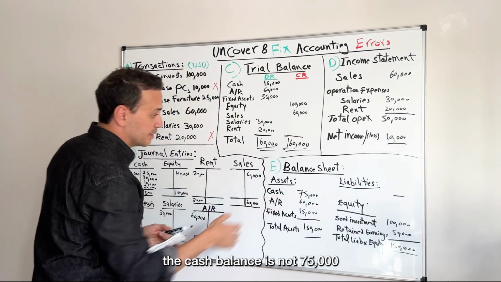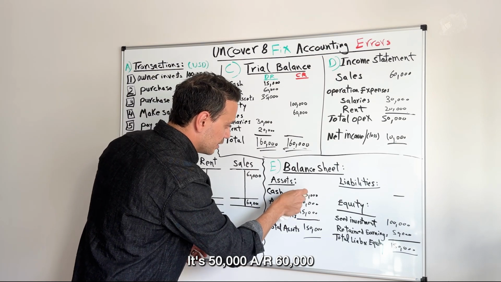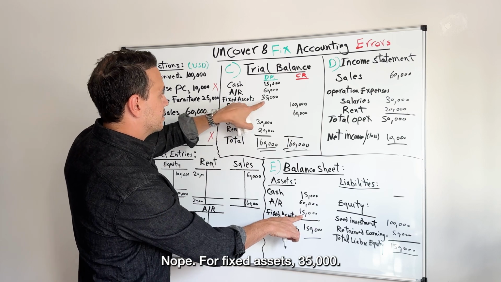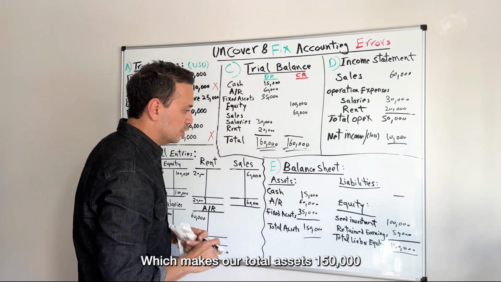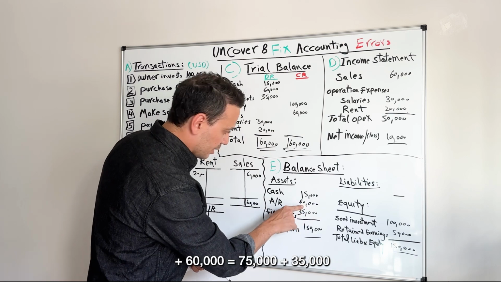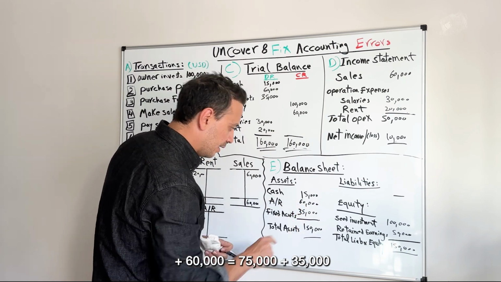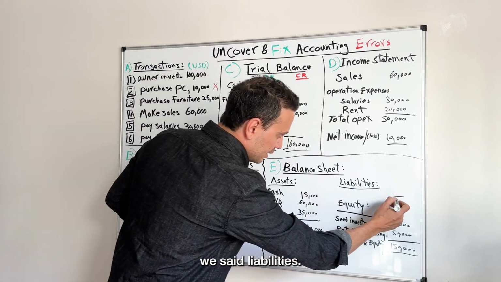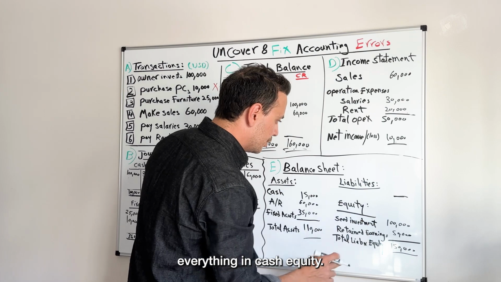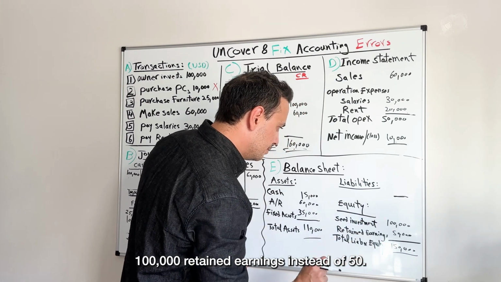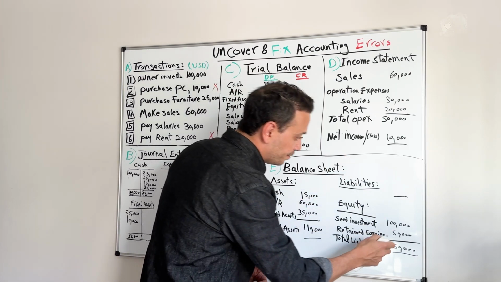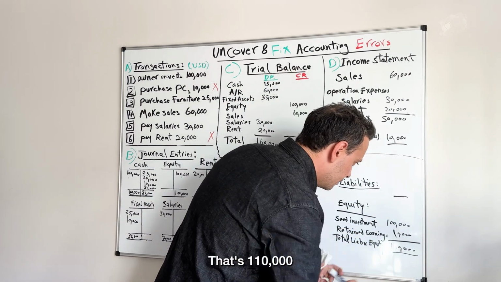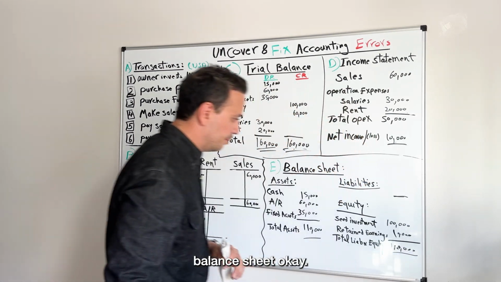Now let's move over to the balance sheet. The cash balance is not 75, it's 15,000. AR is 60, that doesn't change. Fixed assets, 15,000? Nope, fixed assets are 35,000. Which makes our total assets 15 plus 60 is 75, plus 35, it's 110,000. On the liabilities and equity side, we have no liabilities, we paid everything in cash. Equity, we have the seed investment of 100,000. Retained earnings, instead of 50, is 10 now. That's the net income for the period. 100 plus 10 is 110, and that will be the correct balance sheet.